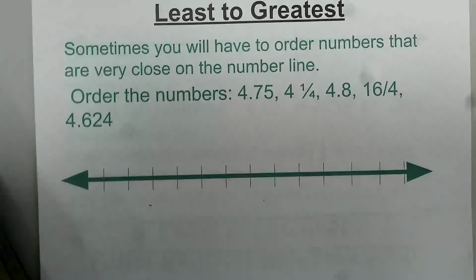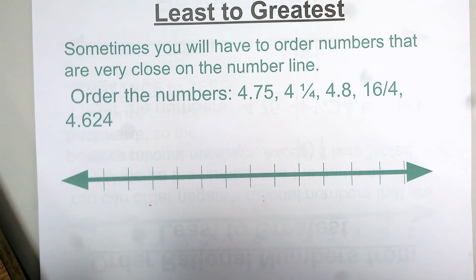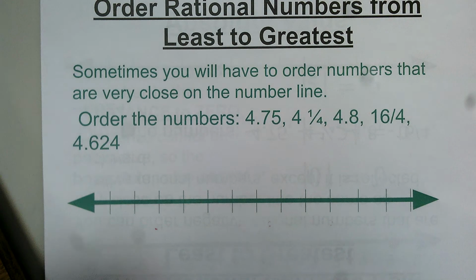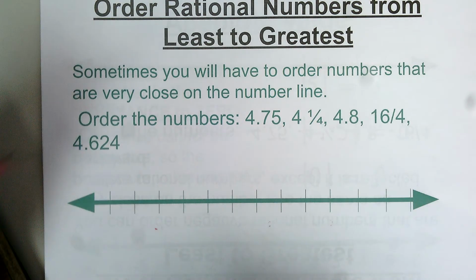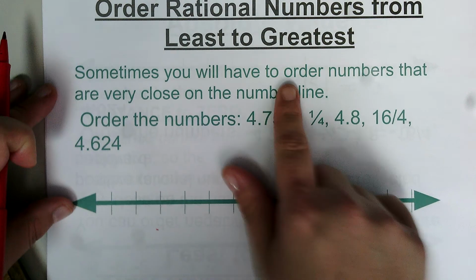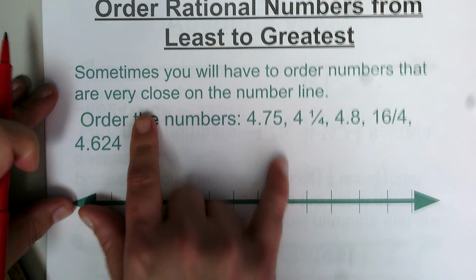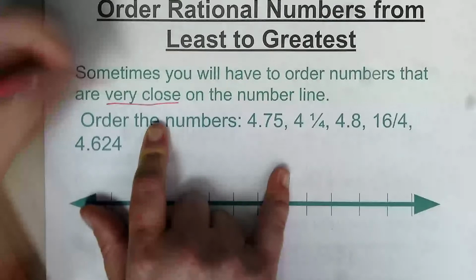So what if you have numbers that are close together on a number line? So I'm looking at this. Sometimes you have to order numbers that are very close on the number line. And what does that mean?